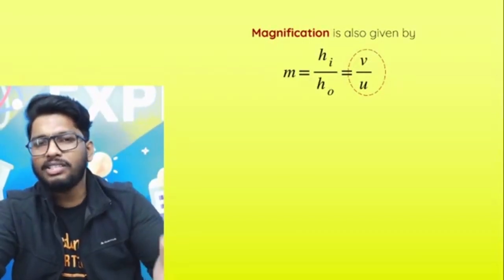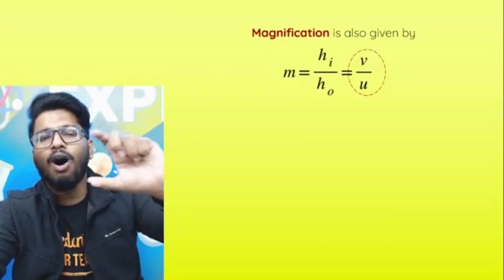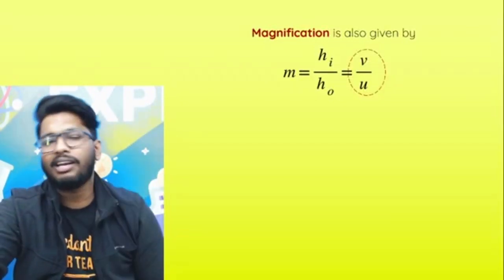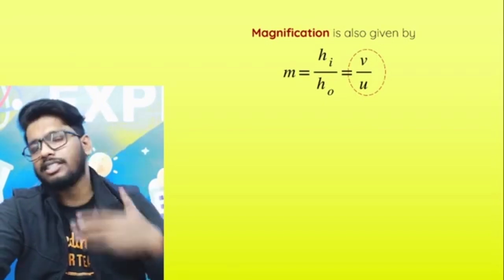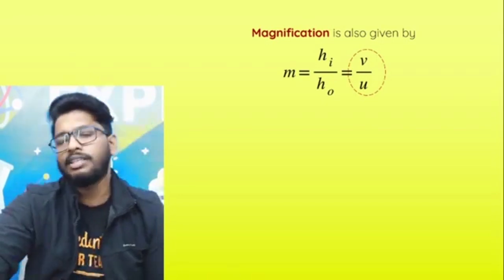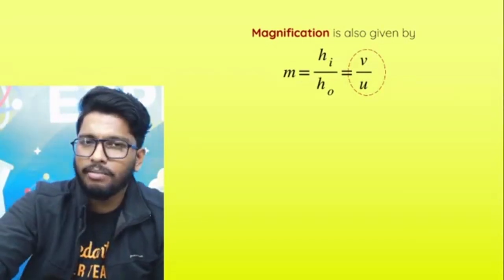Magnification is equal to height of the image divided by the height of the object. So by what ratio, what is the size of the image in comparison to the original object? That is what magnification tells you. Is it 2x, is it 3x? That is what magnification tells you. And it is equal to v by u, that is image distance divided by object distance.